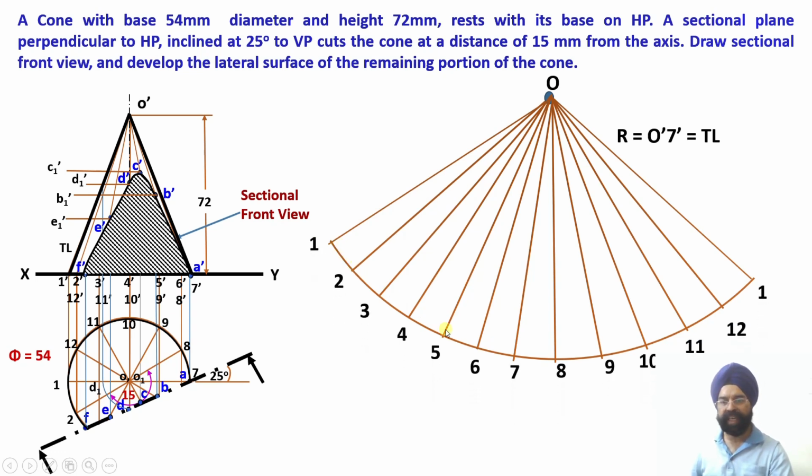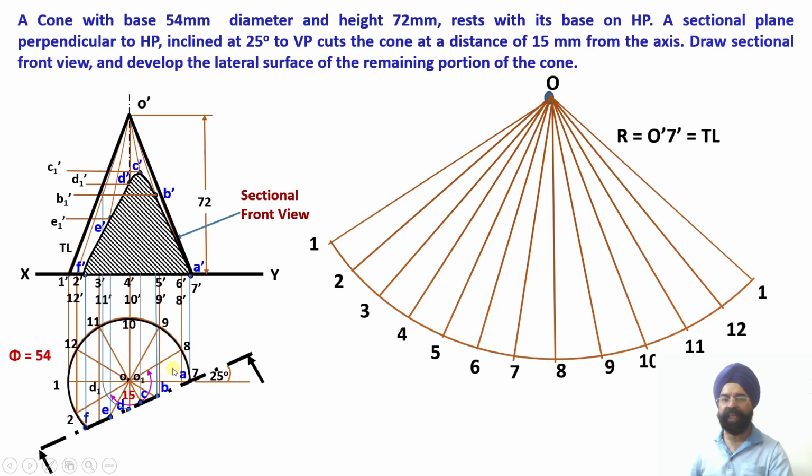So let me mark all these points. Since all these sectors will be equal, we have started with 1, 2, 3, 4, 5, 6, 7, 8, 9, 10, 11, 12 and 1. Whatever is your starting point should be your end point. I have started from point 1 and moved along till you reach back at this point. So the cutting will be done over here at point 1. This is the development of the uncut cone. Had there been no cutting, no truncation, this would have given us the development of a cone.